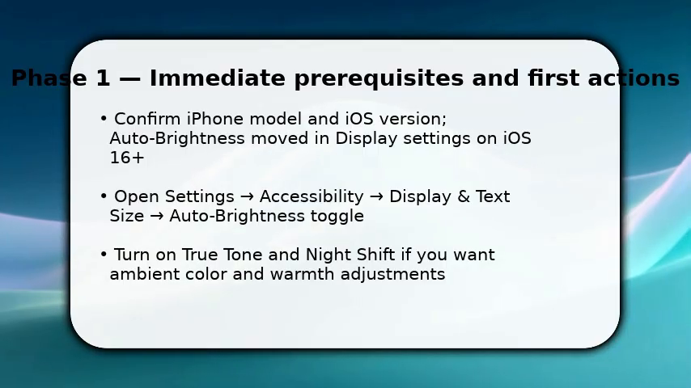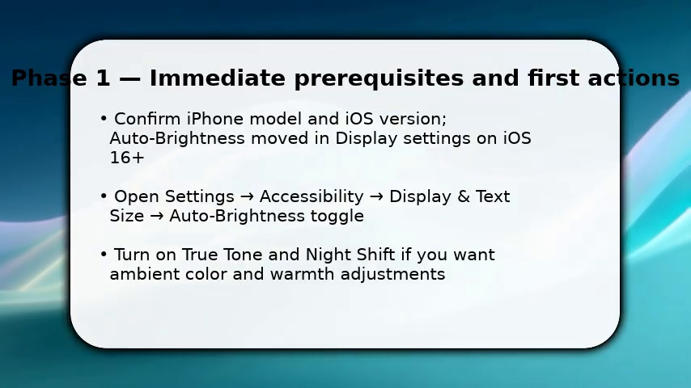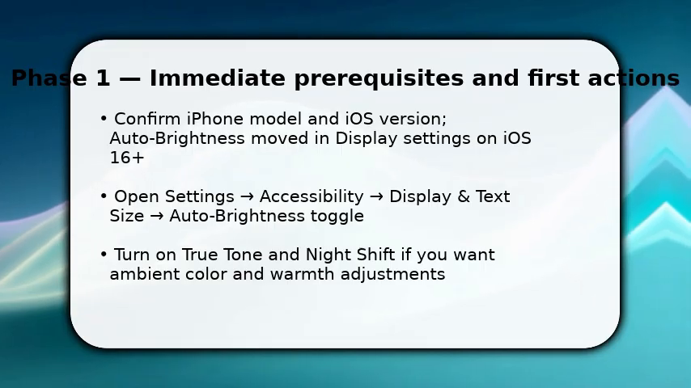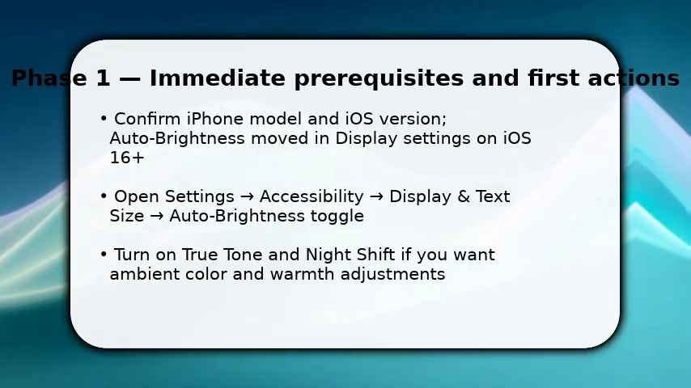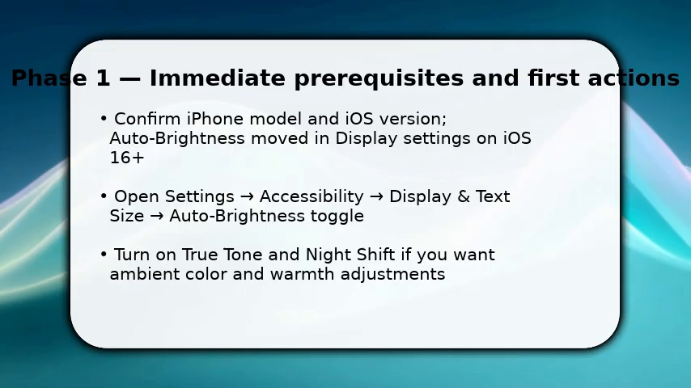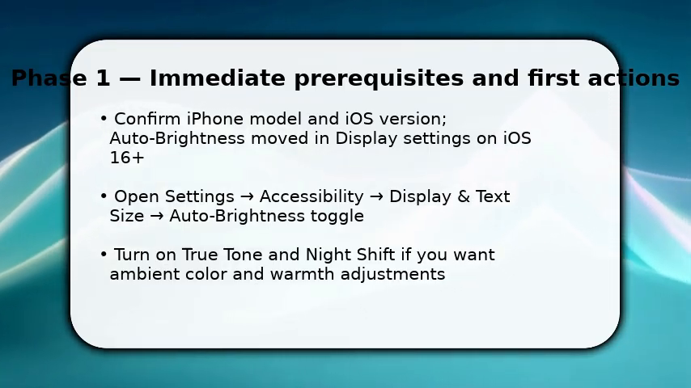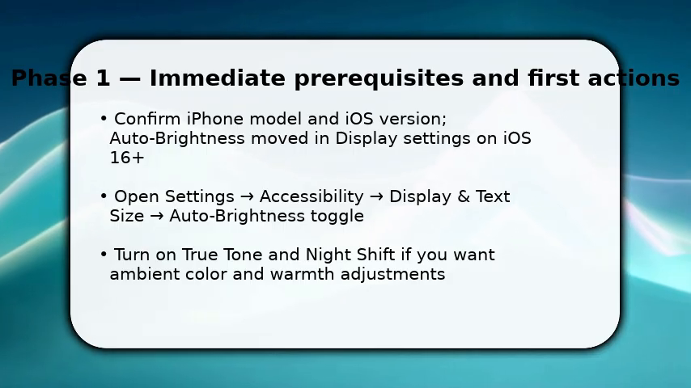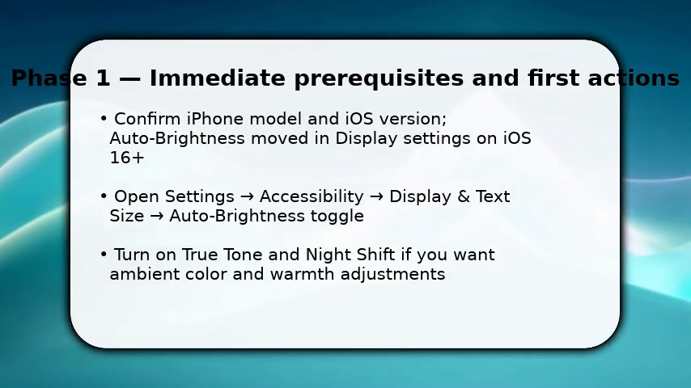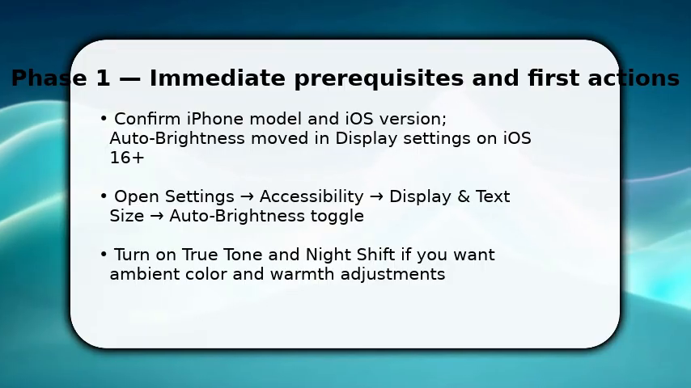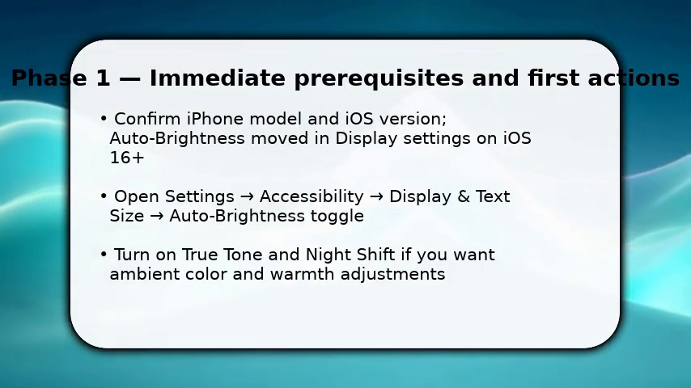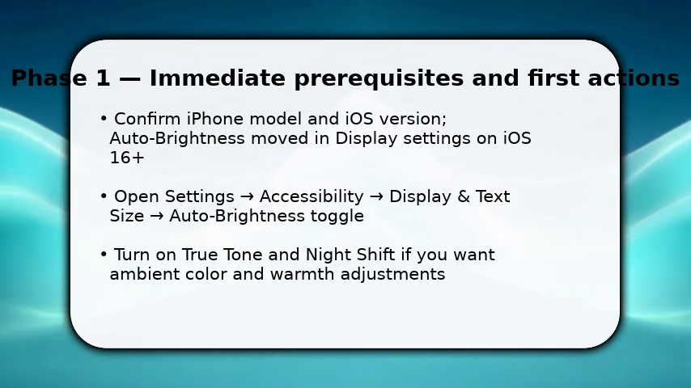You'll begin by confirming your iPhone and software, because location of controls changed in recent iOS updates. Open Settings and go straight to Accessibility, then Display and Text Size. Make sure Auto Brightness is switched on. Once done, return to Display and Brightness and enable True Tone if available, and Night Shift for warm tones at night. This combination lets the device adjust luminance and color contextually, so your eyes and battery both benefit.